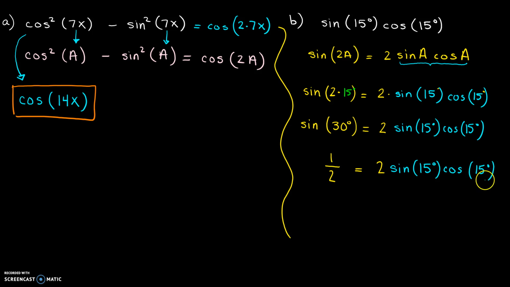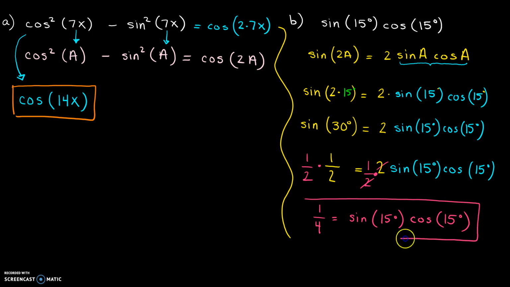So the question is, well, how do we get rid of this 2? Well, I can simply divide by 2, or I can just multiply this by 1/2. That would be the same thing as dividing by 2, and so this cancels out. But if I multiply by 1/2 here, then I would have to multiply by 1/2 here. And so notice that I would get 1/4 would equal sine of 15 cosine of 15. And so that would be my final answer there. That sine of 15 degrees times cosine of 15 degrees is simply just 1/4.